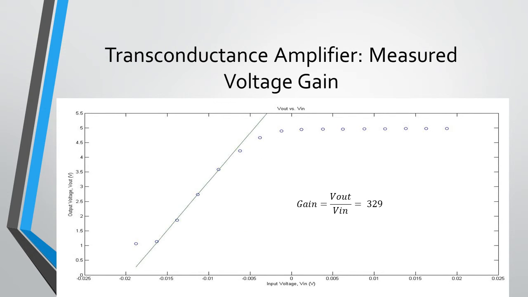The first parameter that we're going to measure for the transconductance amplifier is the voltage gain, which is going to be Vout divided by Vin. In this plot, we take the linear region of this set of data, and it was found to be 329.